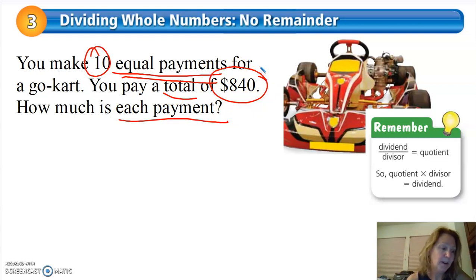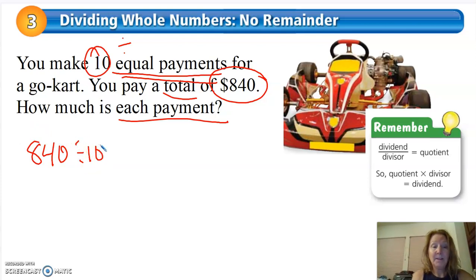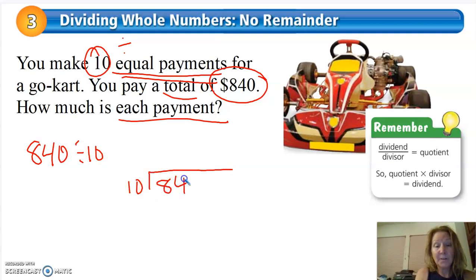So I can picture that I'm taking the total that I have to pay and I'm dividing it. I'm going to put my little division symbol up here. I'm going to divide it into 10 equal payments. So what I want to do is 840 divided by 10. If you're not good with dividing by multiples of 10, we're going to practice things like that. But 10 goes on the outside, 840 goes on the inside. And then if I can't divide 10 into 8 because it's bigger, I can put a 0 or I can put an X. But I do know 10 can go into 84, and it goes 8 times.